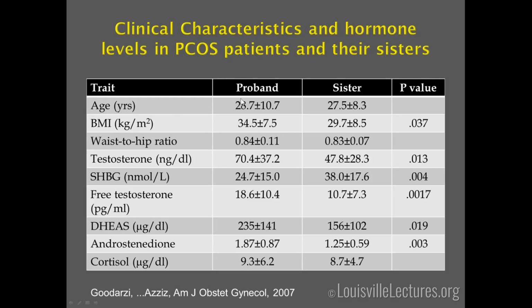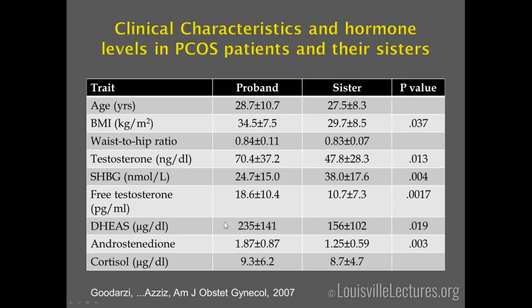So patients who have PCOS tend to be overweight. These are the sisters as controls. They often have an increased waist to hip ratio. They have elevated testosterone levels, but not very high into the normal range, just mildly elevated. They have low sex hormone binding globulin levels, and therefore the free testosterone is even higher than the total testosterone.